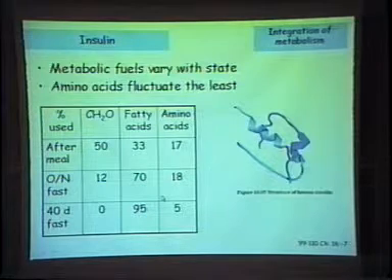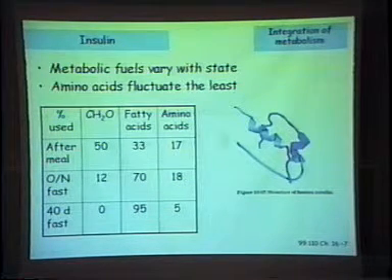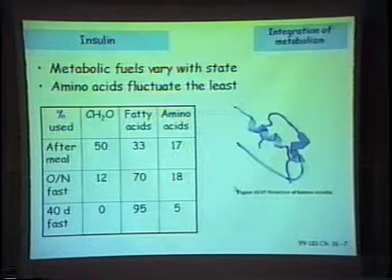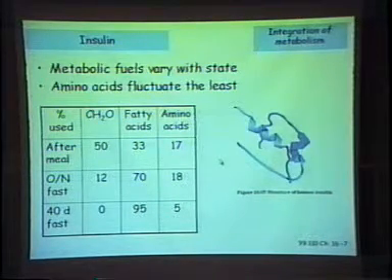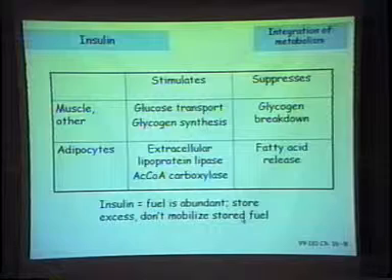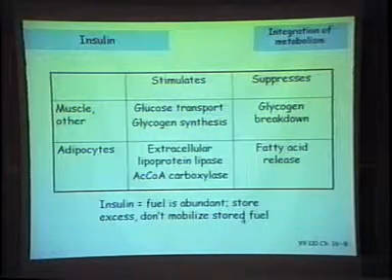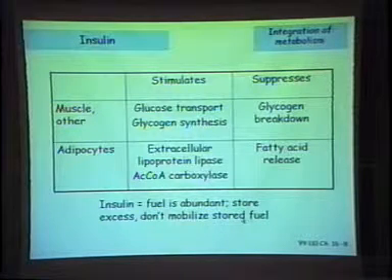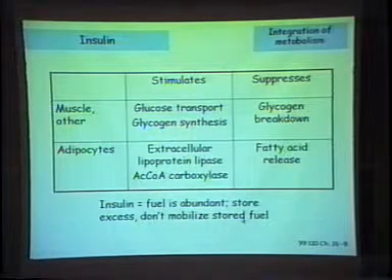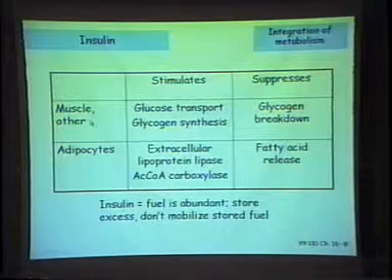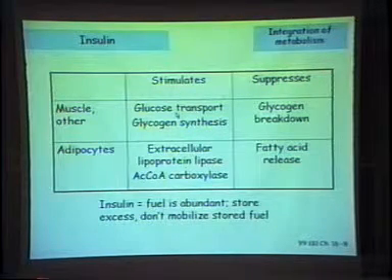In order to coordinate all of this, we have insulin. This is a picture of insulin. It's a small protein, a peptide hormone. And it's a signal in the body that fuel is abundant and do something sensible with that fuel. So for example, insulin in muscle and some other tissues will increase glucose transport.